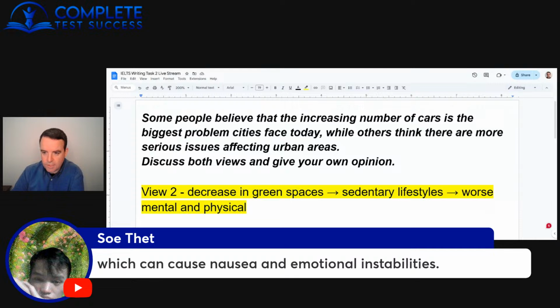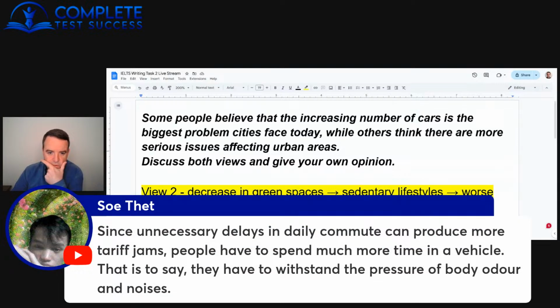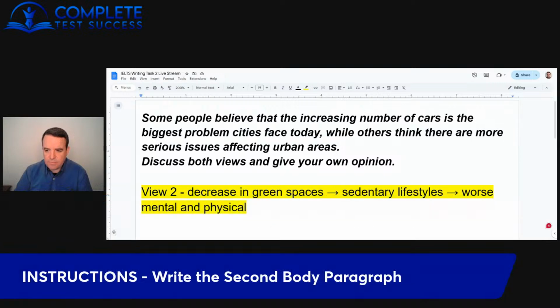So which can cause nausea and emotional instabilities. Yeah, I think just try to keep it on track a little bit. I think you're kind of talking about the issues with public transport, and you're saying that those issues are still there. It's just that you're going to be on the bus longer. So, I mean, it's the same problem, just more time. I'd focus more on the time thing. Focus more on the time spent on the road rather than the maybe negative effects of some public transport.